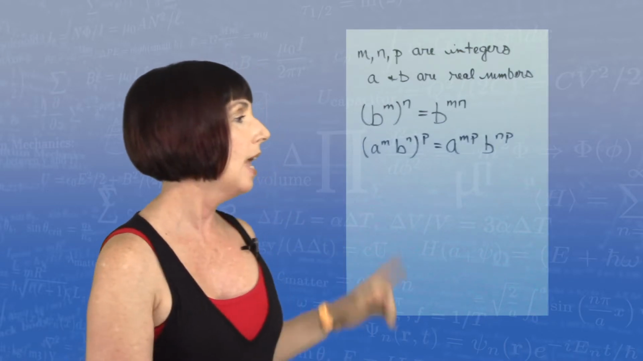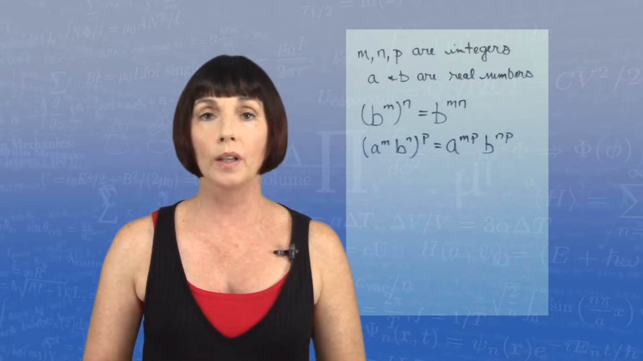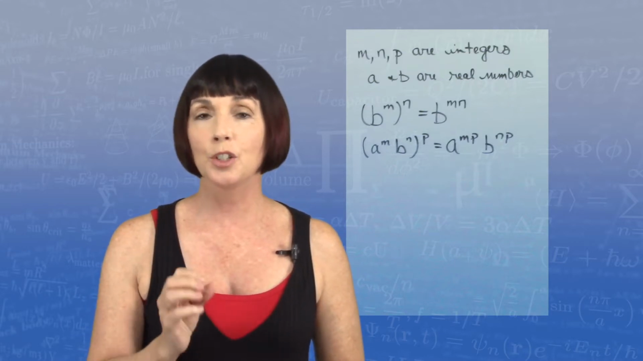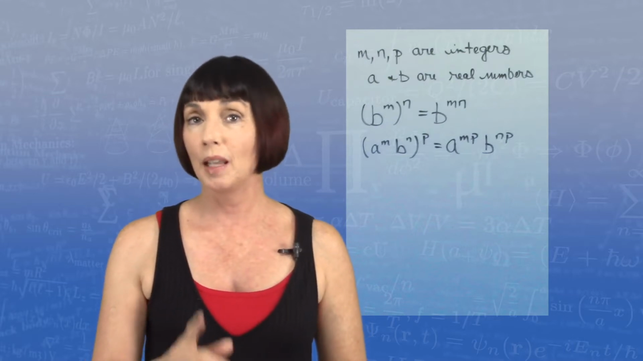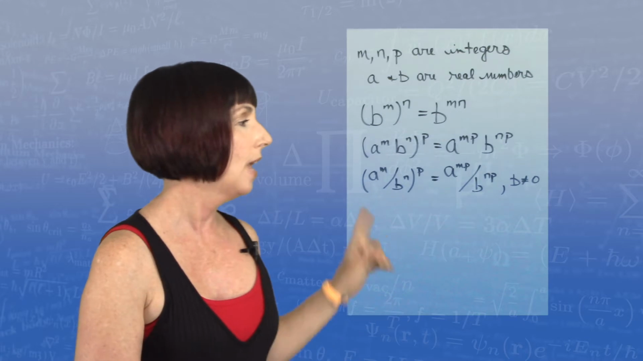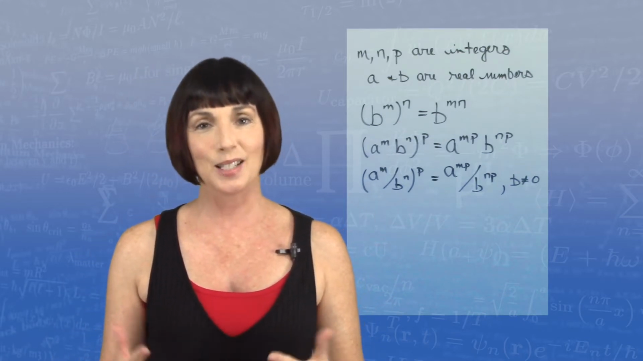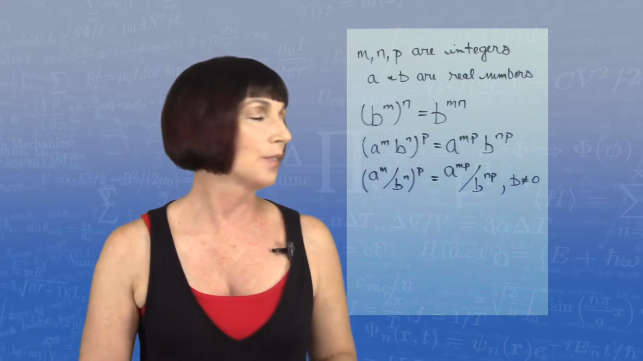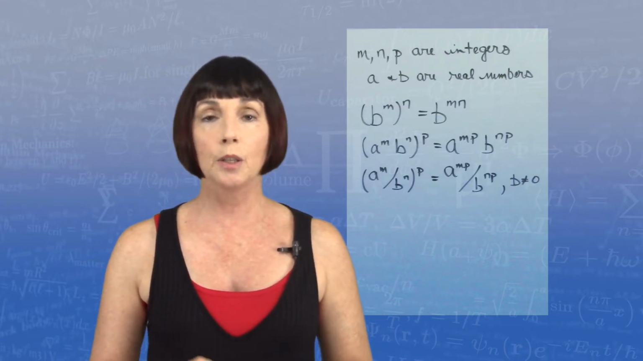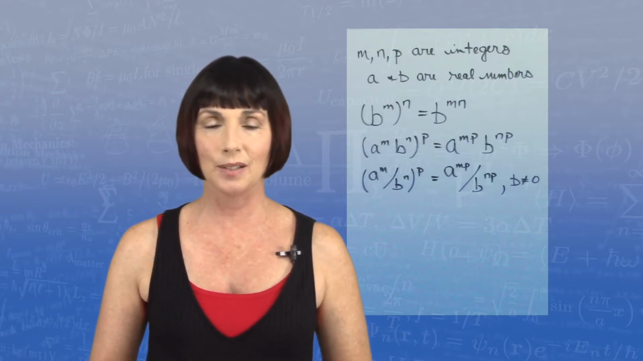If I have a to the power of m, b to the power of n, and I raise that quantity to the power of p, that's equal to a to the power of m times p and b to the power of n times p. If I have a to the power of m over b to the power of n, and I raise that to the power of p, that gives me a to the power of m times p over b to the power of n times p. And of course, in this case, b is not equal to 0.